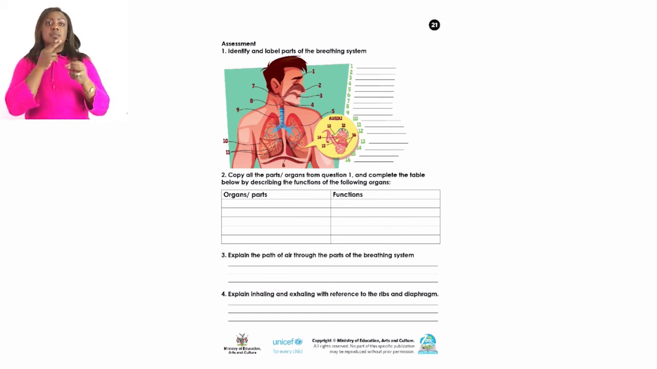Question 4, explain inhaling and exhaling with reference to the ribs and the diaphragm. We want you now to explain to us what happens to the ribs and what happens to the diaphragm during the process of breathing. I hope you have enjoyed the lesson.